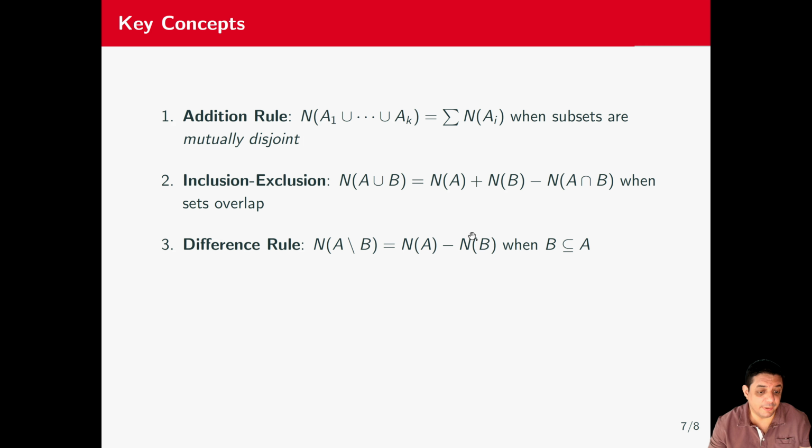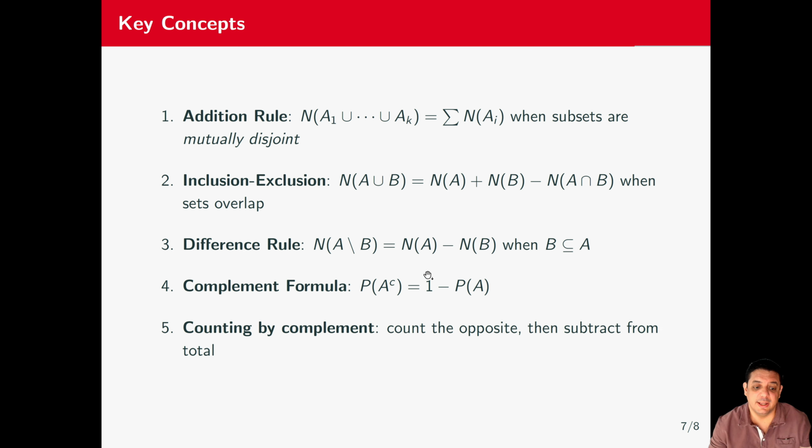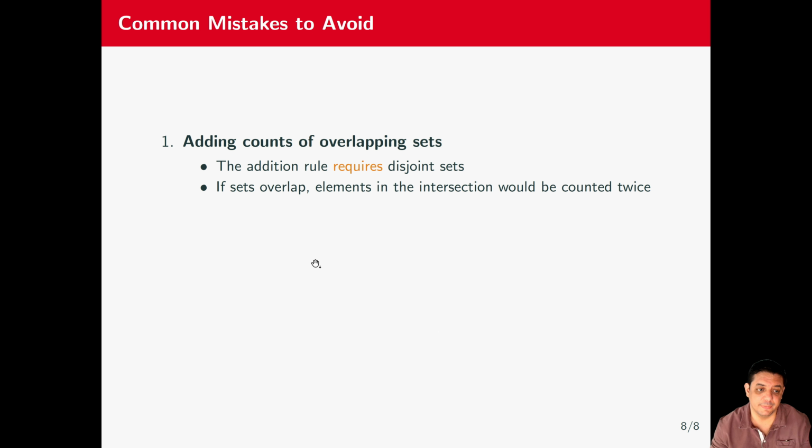The difference rule is something that we also learned: when we have finite sets A and B, the number of elements in A minus B can be calculated as the number of elements in A minus the number of elements in B. The complement formula says the probability of a complement is 1 minus the probability of the event. We can use it to count by complement, counting the opposite and subtracting from the total.